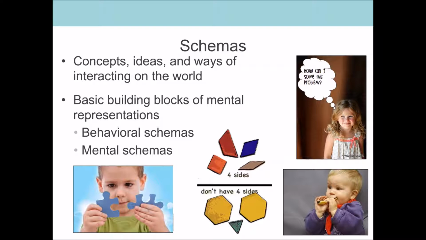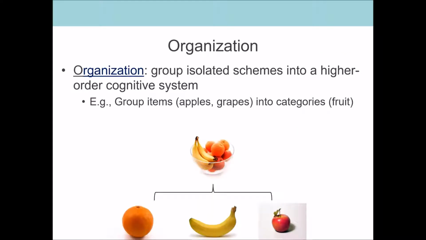So behavioral schemes are these physical activities in infancy, like sucking, looking, grasping an object. And mental schemes develop a little bit more in childhood. Problem-solving strategies, plan of action, classifying objects, what is an animal, what are cats, and we'll be talking about that in just a moment. Now, our schemes are organized.